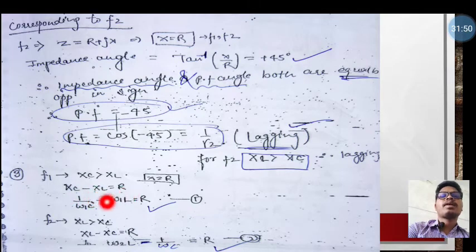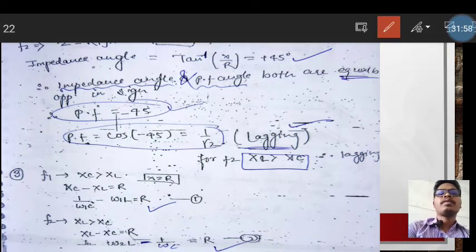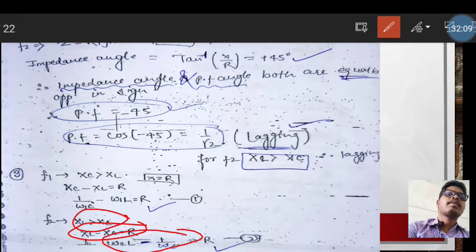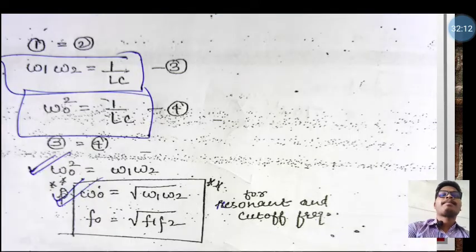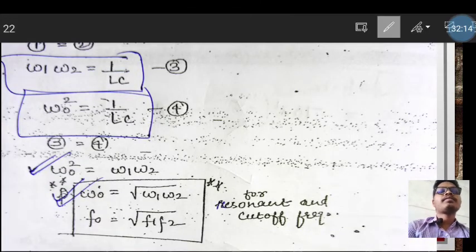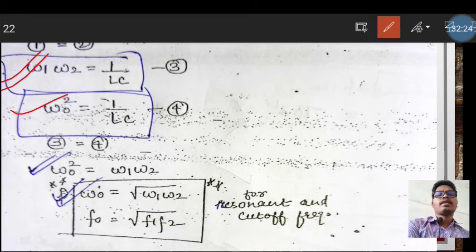That is, XC minus XL is equal to R: 1 divided by omega 1 C minus omega 1 L is equal to R. And at the frequency f2, XL is greater than XC, and XL minus XC is equal to R. So omega 2 L minus 1 divided by omega 2 C is equal to R. And the resonance frequency omega 0 squared is equal to 1 divided by LC.